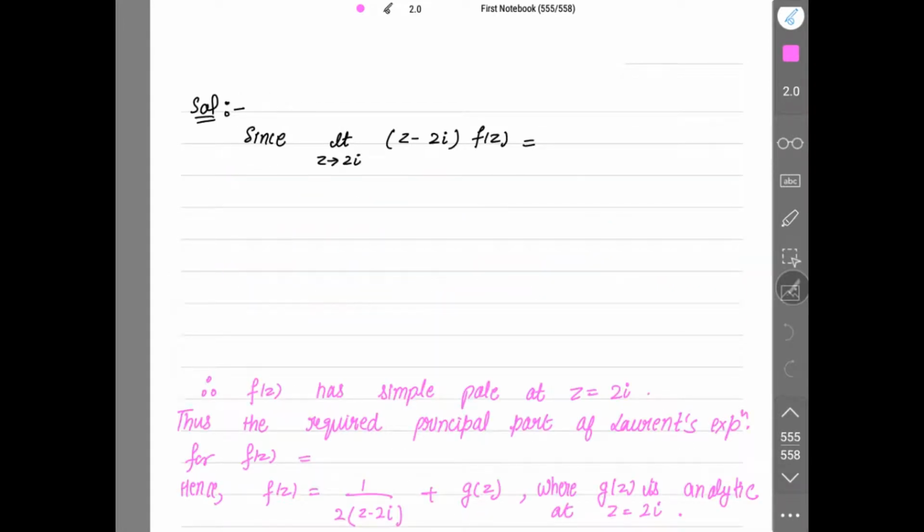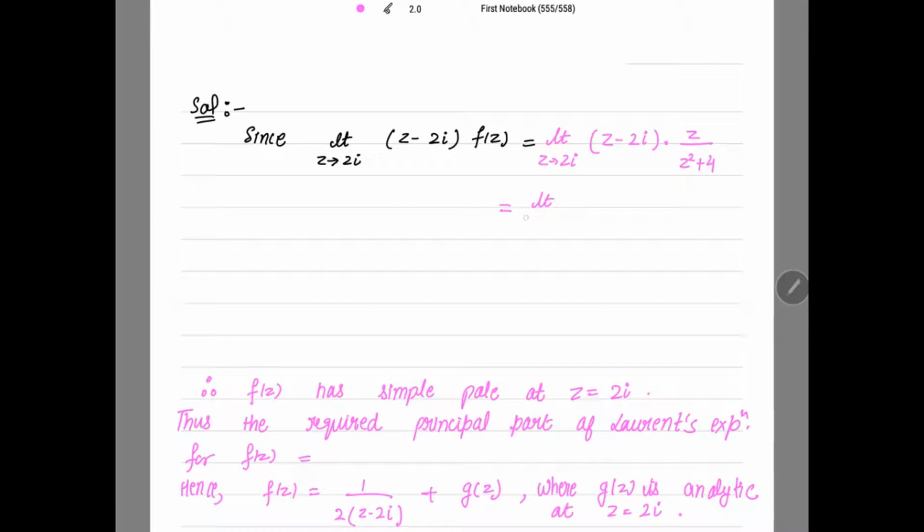Now since limit z tends to z0, which means z tends to 2i, (z minus 2i) into f(z), that is your given function. So this is equal to limit z tends to 2i, because z0 is 2i, (z minus 2i) into f(z). What is your function? Your function is z over (z squared plus 4).